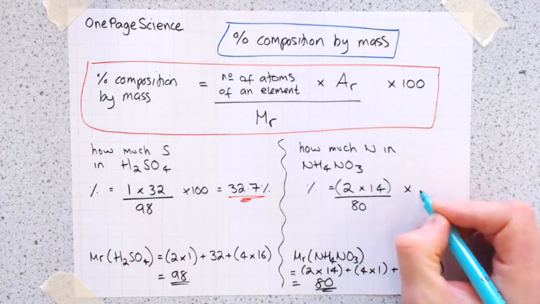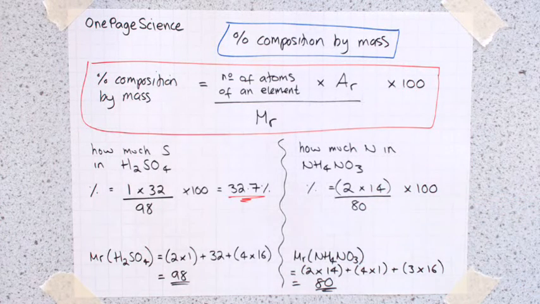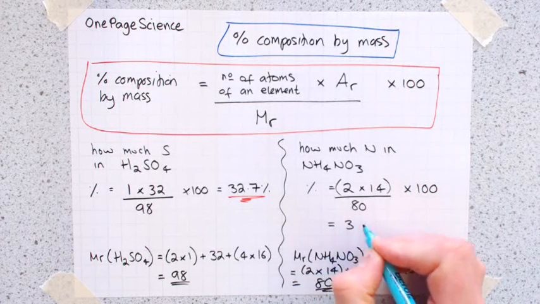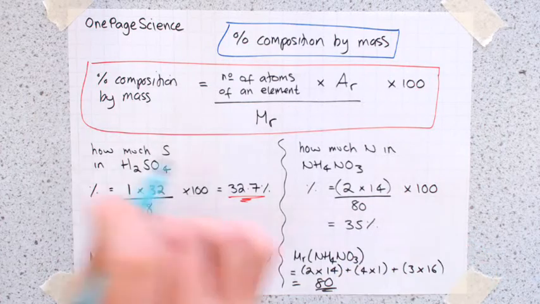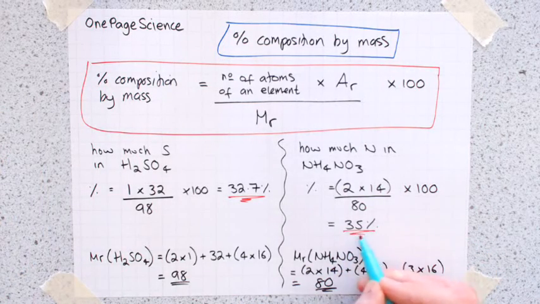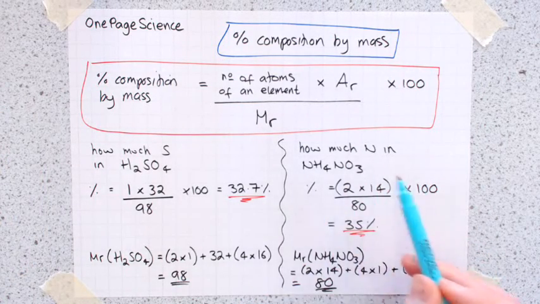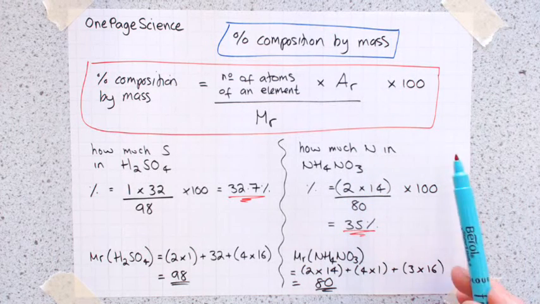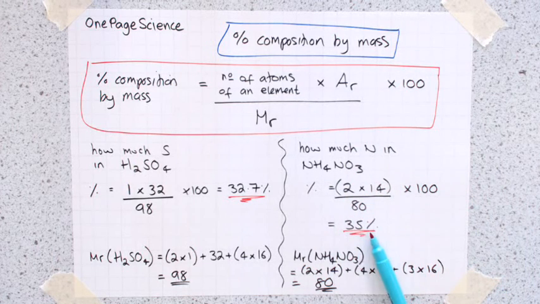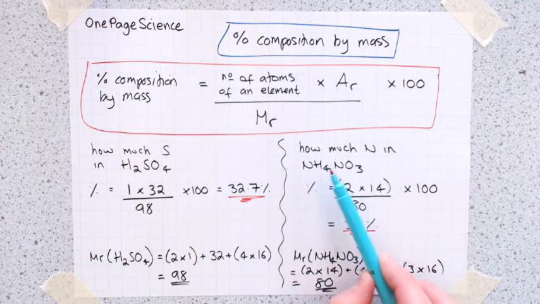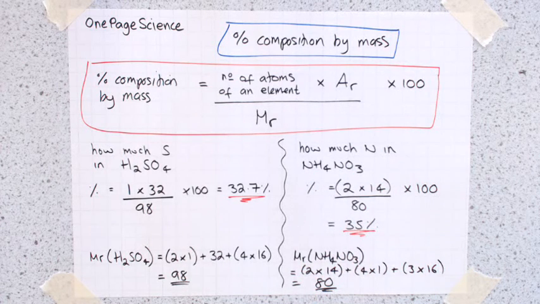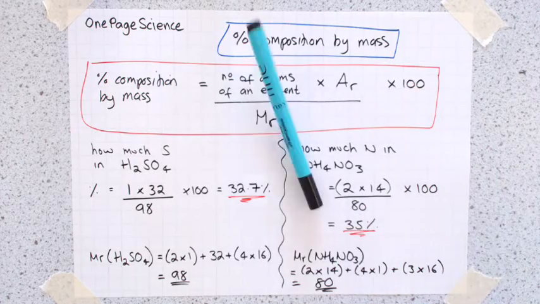And then we times it by 100 to get it to be a percentage. Stick that in your calculator, and you'll find that comes out to 35%. So again, that tells you that in the compound ammonium nitrate, 35% of it by mass is due to nitrogen. So that's percentage composition by mass. Done.